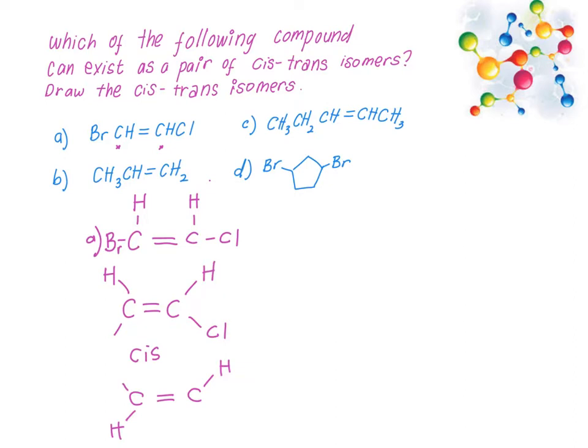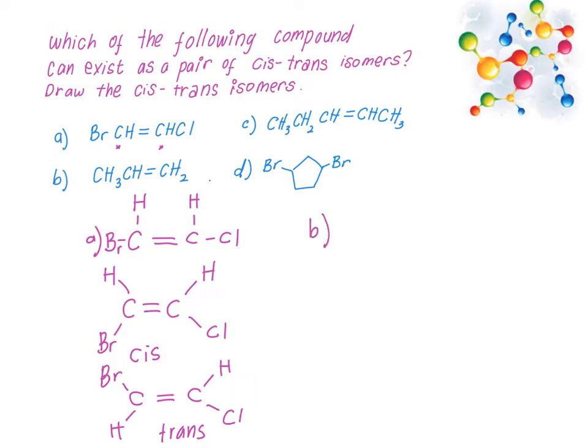Should be bonded to Br, not Cl. Okay, so it should be Br here. And for the second structure, Br and Cl. So this structure is called trans isomer. Next, we move on to structure B.